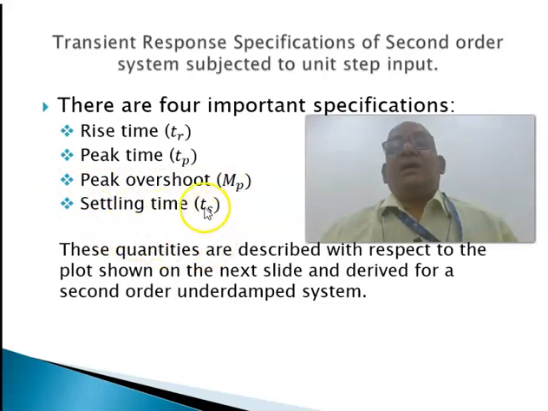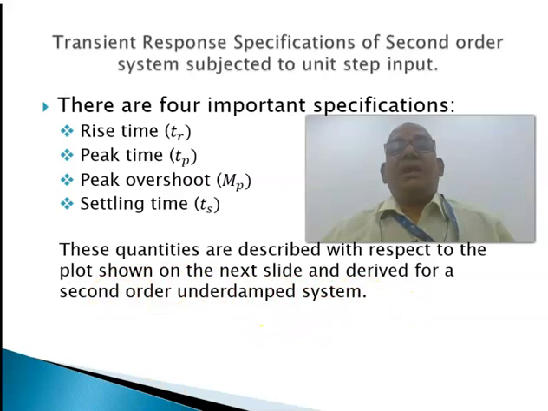Then settling time T subscript S. We define two settling times. One is a 2% tolerance band settling time. Second is a 5% tolerance band settling time. We call them 2% settling time and 5% settling time. These quantities are described with respect to the plot shown in the next slide, and we derive these for a second order underdamped system.